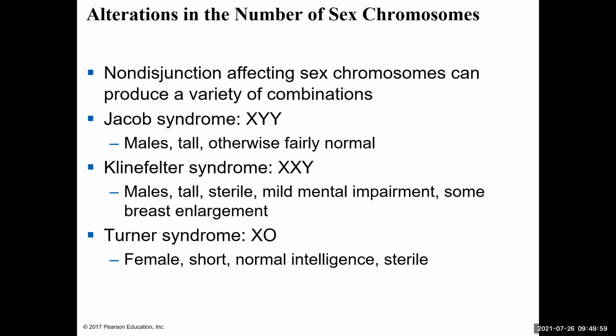You also can have alterations in sex chromosomes, so non-disjunction happening with the 23rd pair of chromosomes, and you can get varying combinations. For example, you could have an extra Y or an extra X, or you could have no Y and only one X. If you're XYY, it's known as Jacob's syndrome. The offspring are males. They tend to be tall and pretty normal. Klinefelter syndrome is a double X and a Y. So these are males, but they tend to be sterile. They have some mental impairment and breast enlargement because they have that extra chromosome.